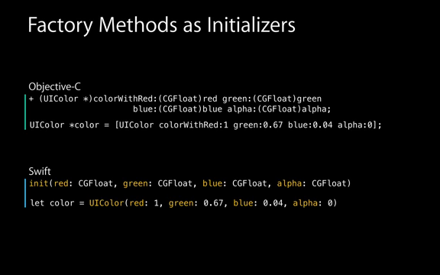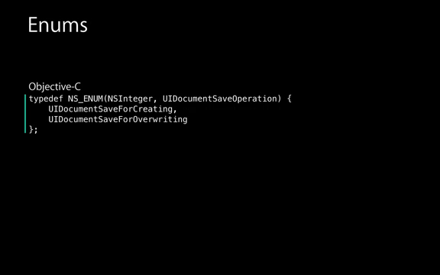Let's go a little bit down the stack, and let's talk about enums. So here's the UIDocumentSaveOperation enum as defined in Objective-C. And if we look at this, we see a whole lot of redundancy. This UIDocumentSave prefix is used for the enum and for both of its enum values. Why is this? Well, this is C. The enum values in C are in a global namespace. We can't call these enum values just ForCreating and ForOverwriting, because that's going to stomp on some other completely different enumeration somewhere else in the system and cause havoc.